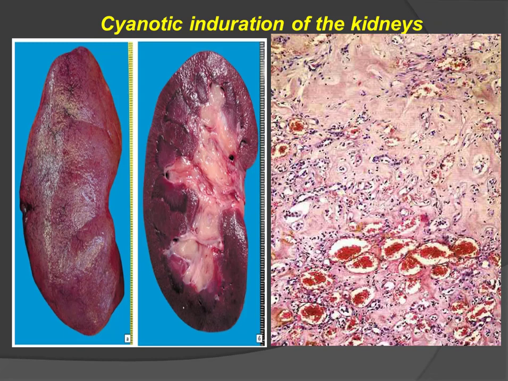Macro preparation. It's cyanotic induration of the kidney. Kidney becomes enlarged and dense with smooth surface. Cortex on the section looks pale bluish, and medulla looks dark bluish. Micro preparation. There is a dilatation and hyperemia of the glomeruli and peritubular capillaries, and dystrophic lesion of the convoluted tubular epithelium, and the excessive proliferation of the connective tissue is observed in the stasis kidney.